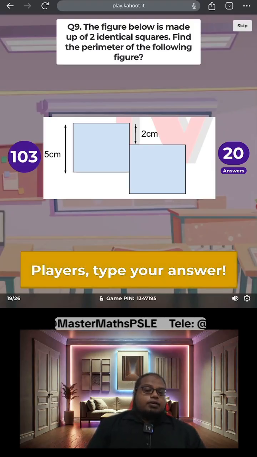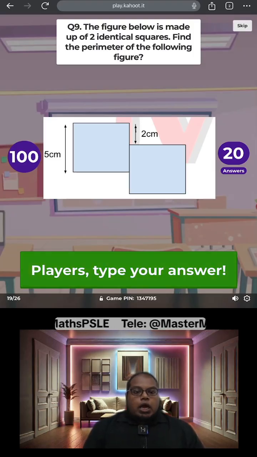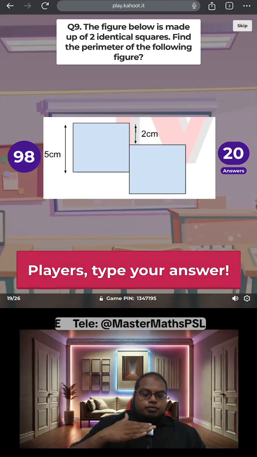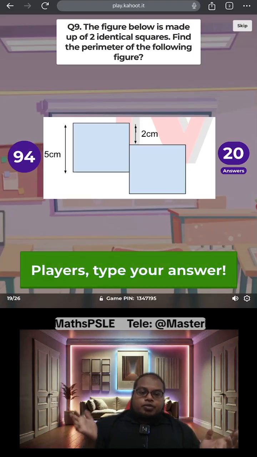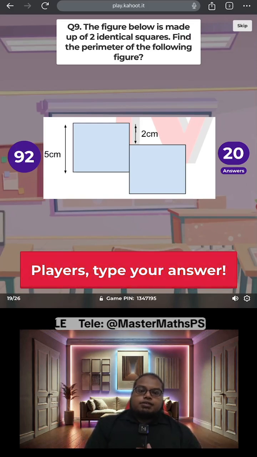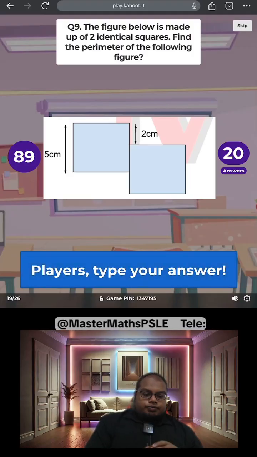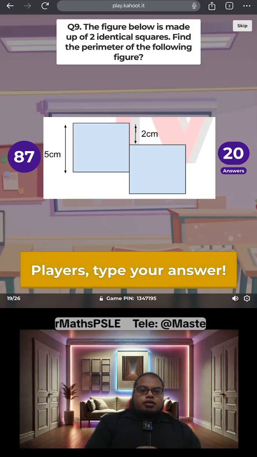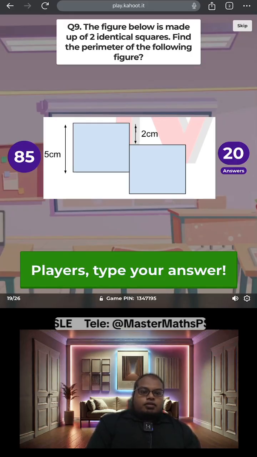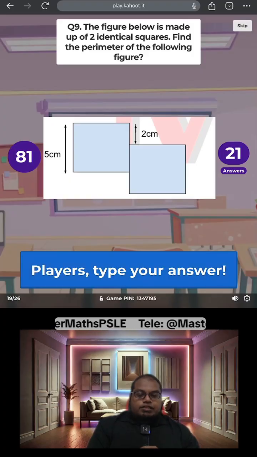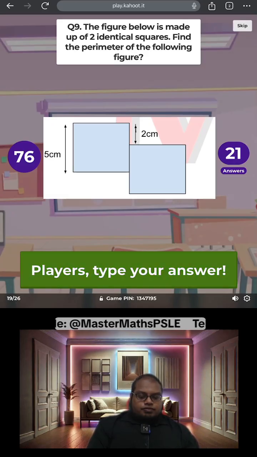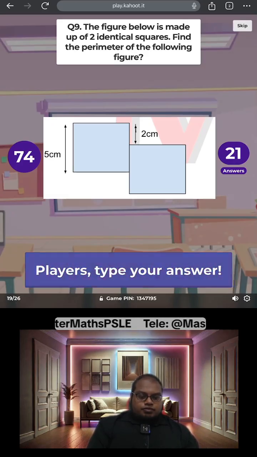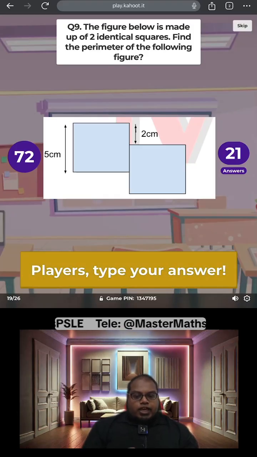So depending on how many sides are part of the outline, you add up all those sides. Okay, so you've got 80 more seconds. 70 more seconds.